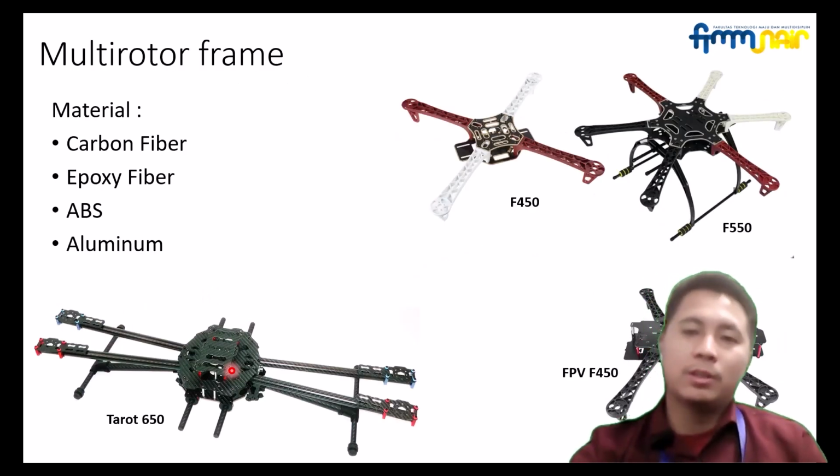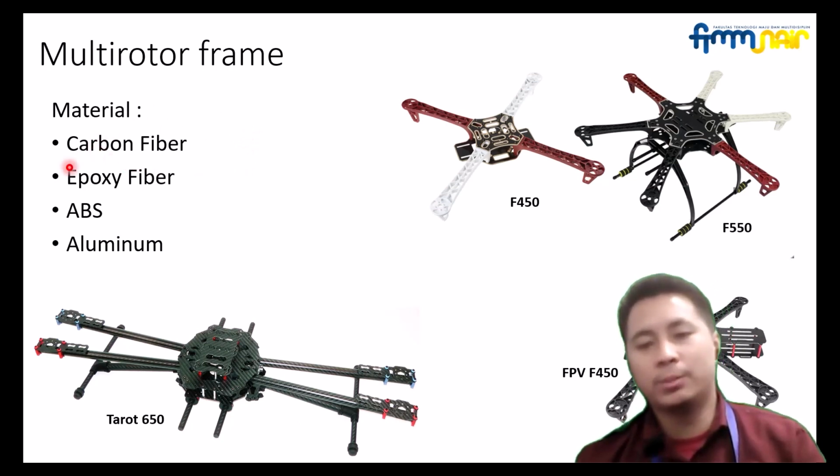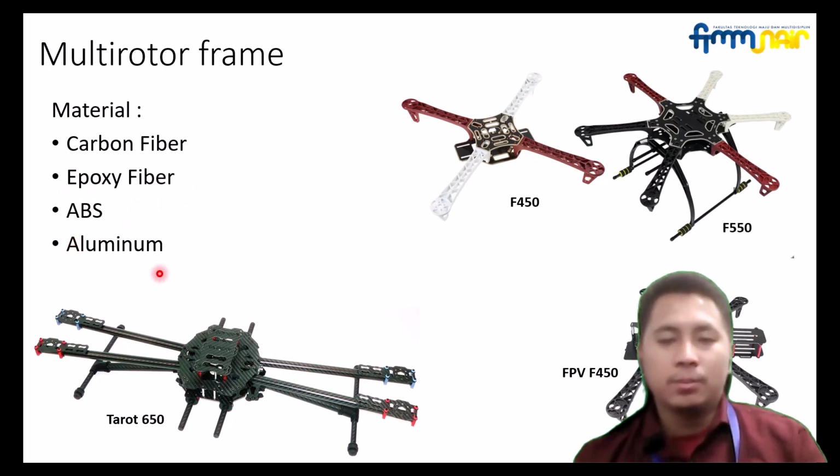And this is the multicopter frame, and this is an example of a multicopter frame. Common materials used are carbon fiber, epoxy fiber, ABS plastic, and sometimes aluminum as well.